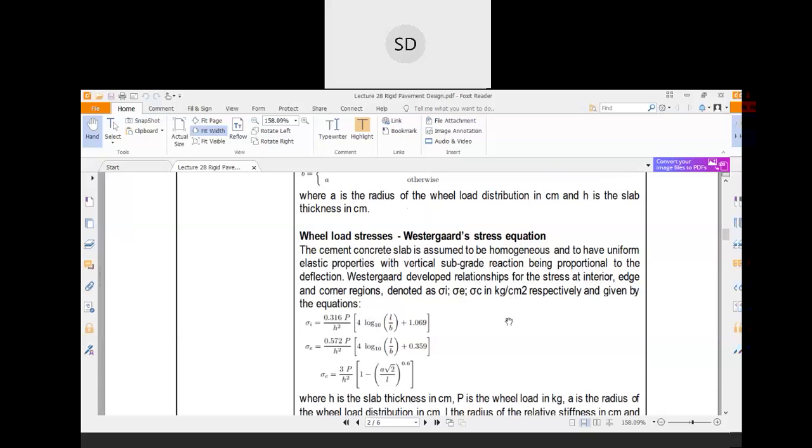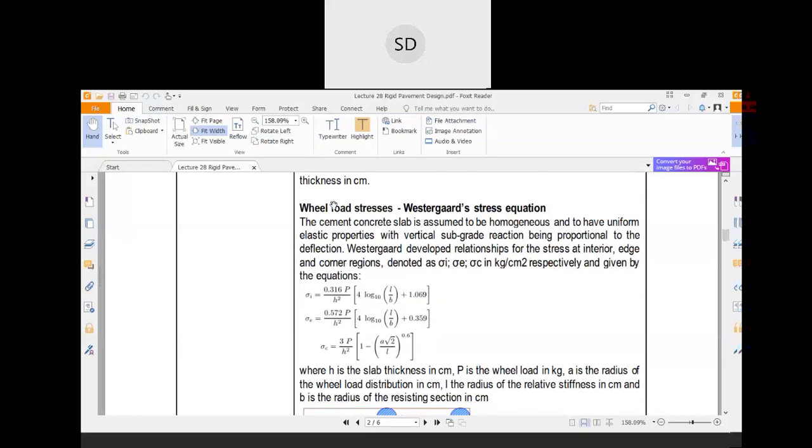Now there are different types of stresses which will be imposed on the rigid pavement. The first one is wheel load stresses, as per the Westergaard stress equations. These are the stress equations.